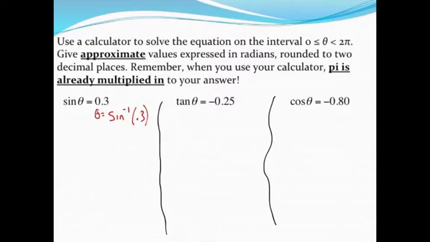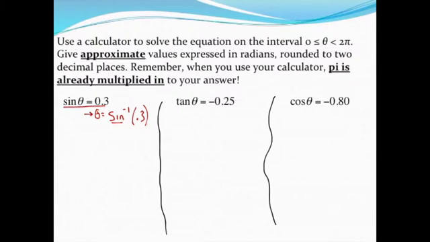To use a calculator to solve a trig equation, we're going to use the inverse sine, inverse cosine, or whatever feature to get our first solution. If my equation is the sine of theta equals 0.3, I will use the inverse sine, second sine, to figure out what angle this is. Make sure your calculator is in radian mode. We want our answers in radians.